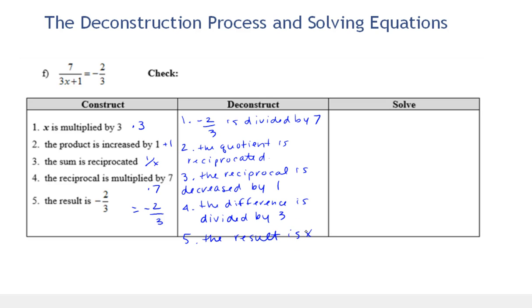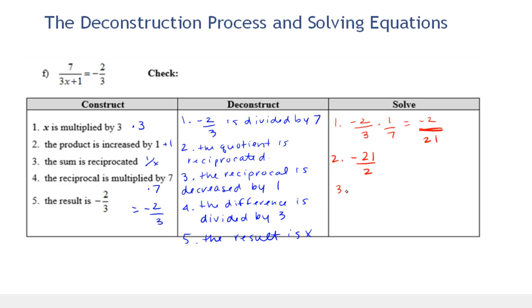Okay, so in this example, since we're reciprocating, that can get a little messy writing it as one big solution. So we're going to do these step by step. So first, and we'll label them. Negative 2/3 is divided by 7. That's the same as multiplying by 1 over 7. Reciprocate the 7, so we have negative 2 over 21. Next, we reciprocate negative 2 over 21. We'll write that as negative 21 over 2.